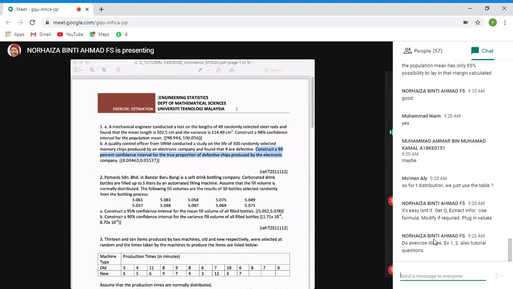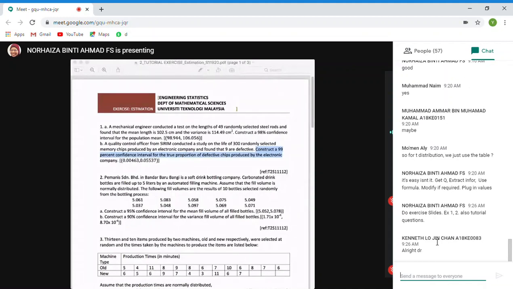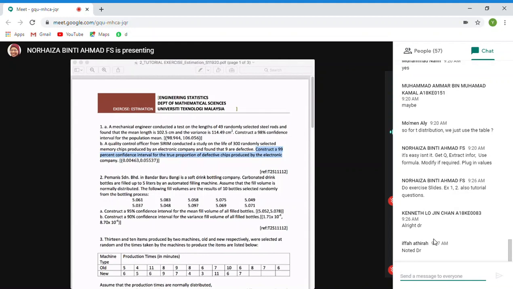There are many more questions that you can do in the Montgomery book as well. You can also do the quizzes that you can find on the internet. Do you have any questions so far? I hope you understand now the difference between point estimation and interval estimation. We have only done the population mean. For the t distribution, can we just use the table? Yes, you may use the table.